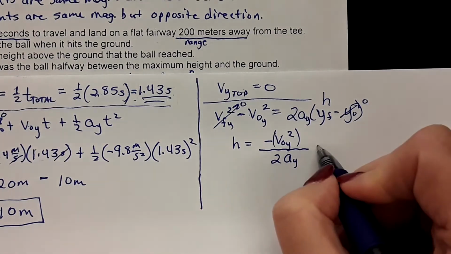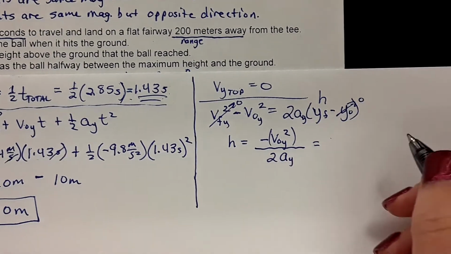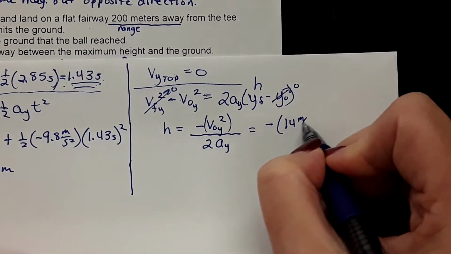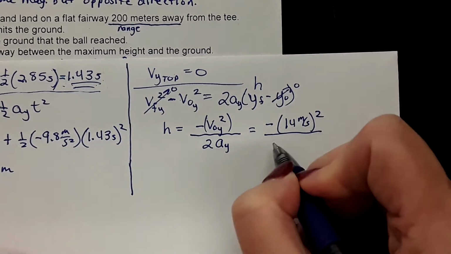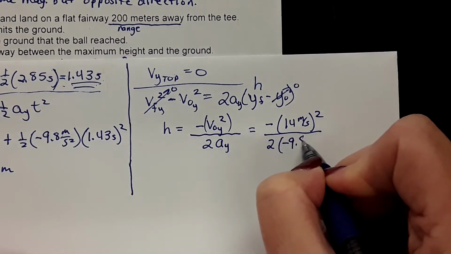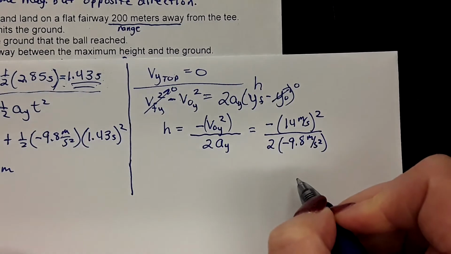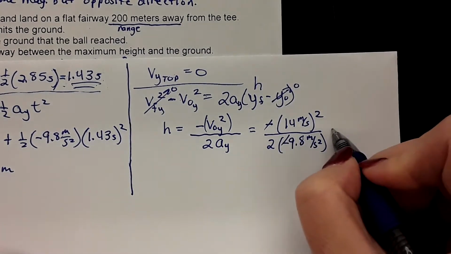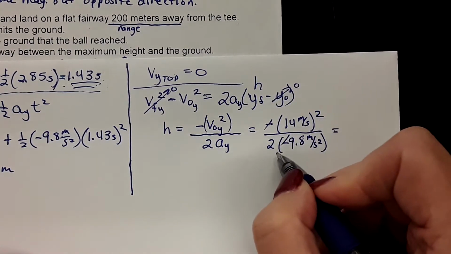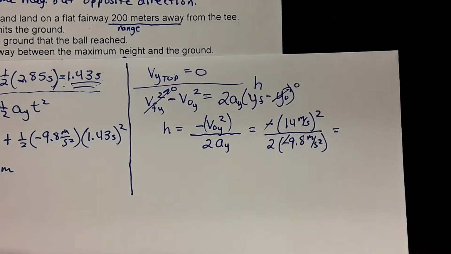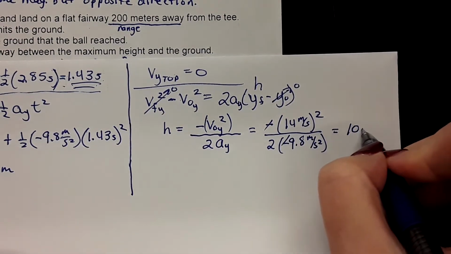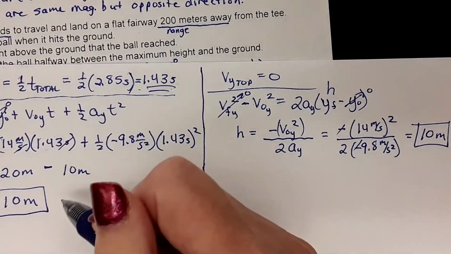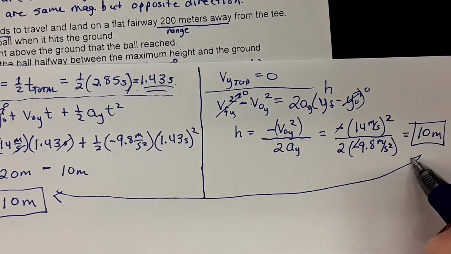All right, so for this particular case, you get negative of 14 meters per second squared over 2 times negative 9.8 meters per second squared. You see what happens now? Boom, boom. Those negatives cancel out, don't they? So now you get 14 squared over 19.6. And if you do that, guess what you get? 10 meters right on the nose. So you get the same answer.